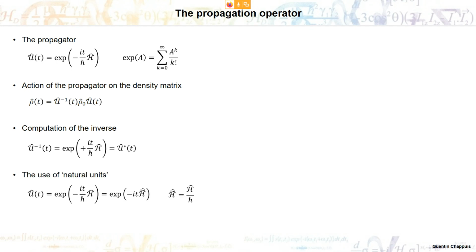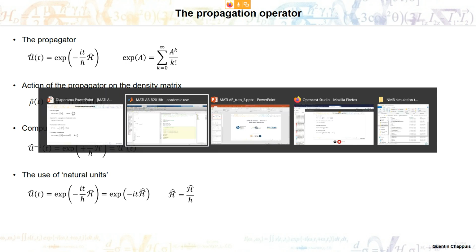Finally, I would like to make a comment that is very important: we may get rid of the reduced Planck constant everywhere, because in the Hamiltonian you always have h bar, and in the propagator it's divided by h bar. So instead of writing h bar and then dividing, we simply get rid of it everywhere, and it will make life easier.